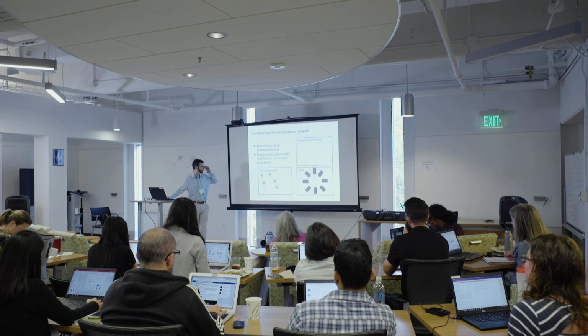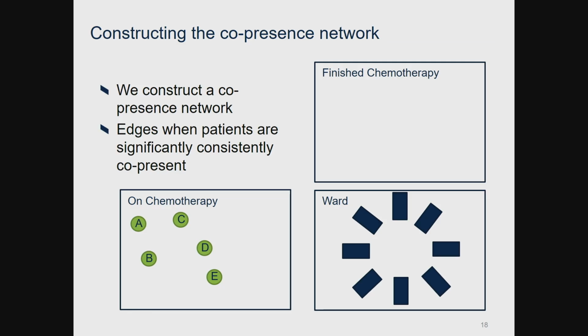So just to give you a quick vignette about what happened, we have 5 patients here on chemotherapy. There's a ward with some chairs, and eventually patients are going to finish chemotherapy. At the end of every day, because it's an outpatient ward, none of the patients will be in the ward overnight. So we start: patient A moves into the ward, patient B will then go in. Patients A and B are co-present. Patient C will come in, so A, B, and C are all co-present with one another. Patient C, this was their last day on chemotherapy, and now B and D will be co-present, and then D and E will be co-present.